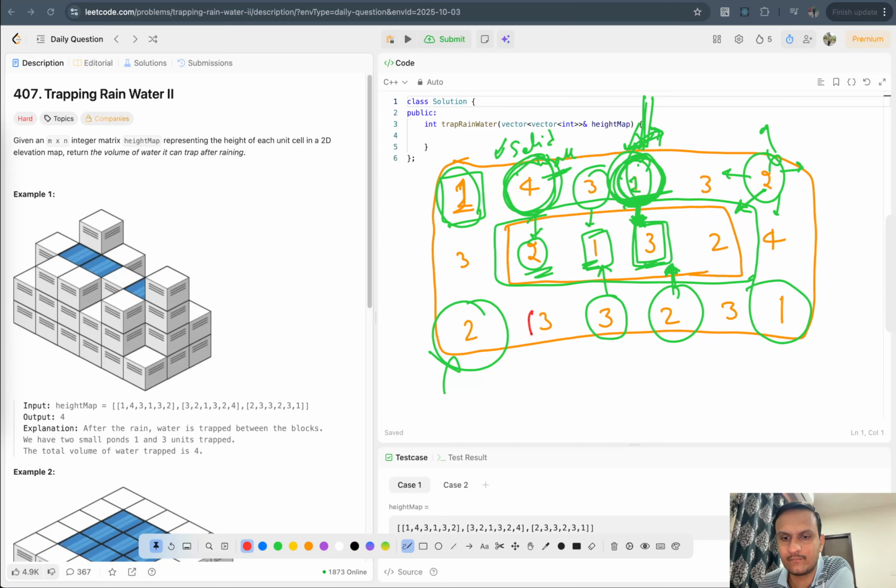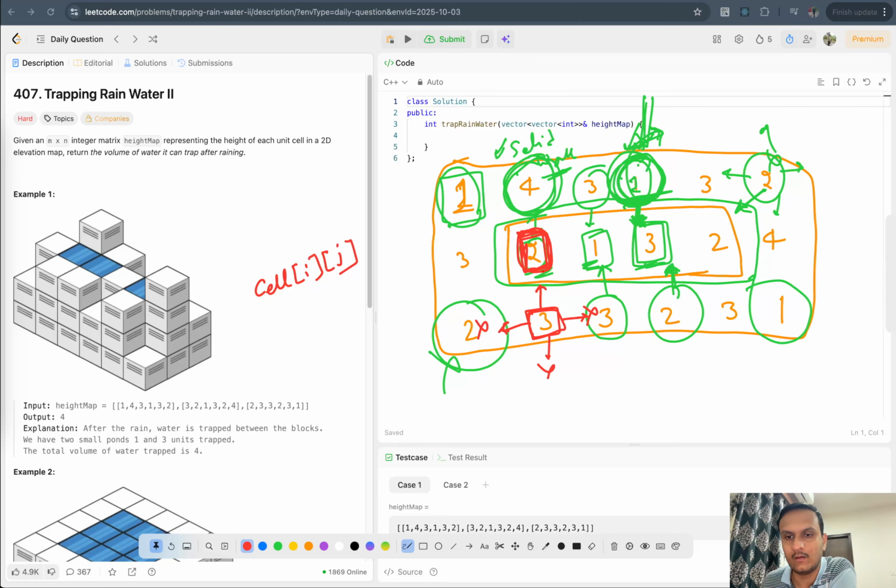Okay, and we check: do we have to do anything about this? No. Do we have to do anything about this? No. Do we have anything here? No. Anything here? Yes, 2. Okay, which is not in the boundary, which is inside, exactly the outer boundary. Do we have to do anything about it? Yes, we have to trap some water. How much water can be trapped here? That's the question. So for cell I comma j, how much water can be trapped?